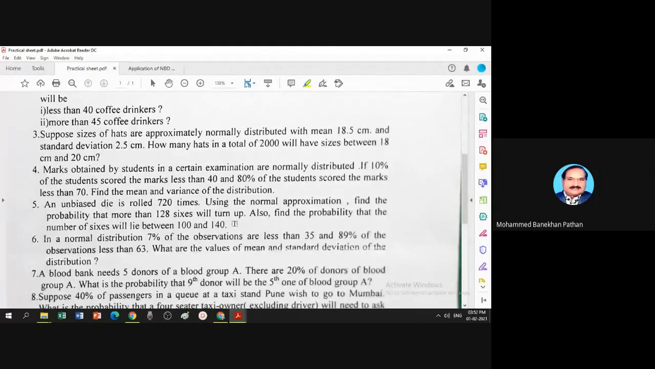So here, by using the given information, the random variable is the size of the hats, which follows normal distribution with average 18.5 and standard deviation 2.5. Suppose we have 2000 hats in our study. So out of 2000, how many hats will be between 18 centimeter and 20 centimeter? Let us check.